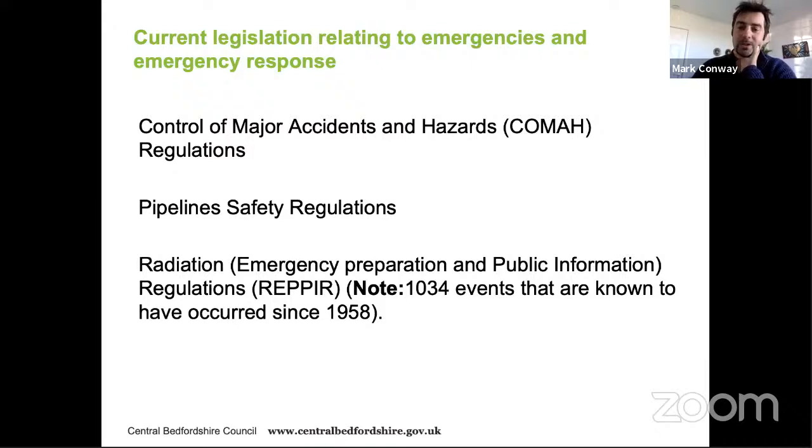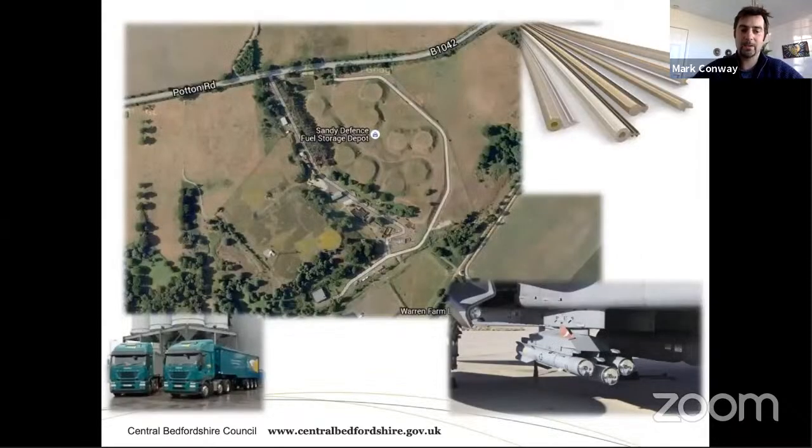Pipelines, so we have a lot of pipelines running under the ground. All the high pressure ones we need to have a plan for in case something goes wrong, leaking, exploding, etc. And then radiation, which is mainly for those areas that have a nuclear power station, but it also covers transport of goods, which we do have coming through the A1, M1 and on the railway network. So they're all the bits of legislation we work to.